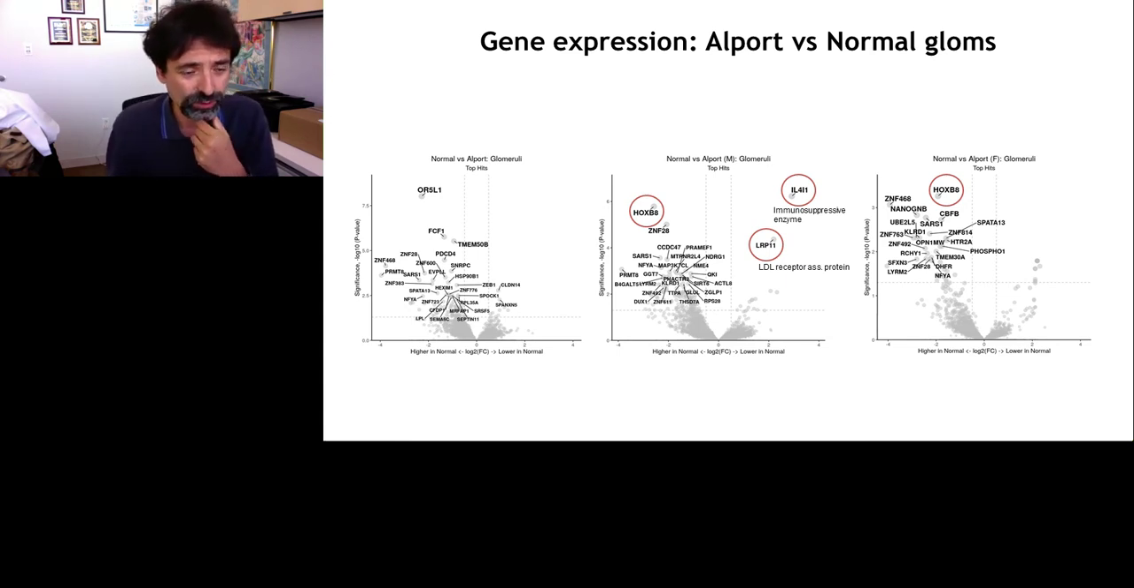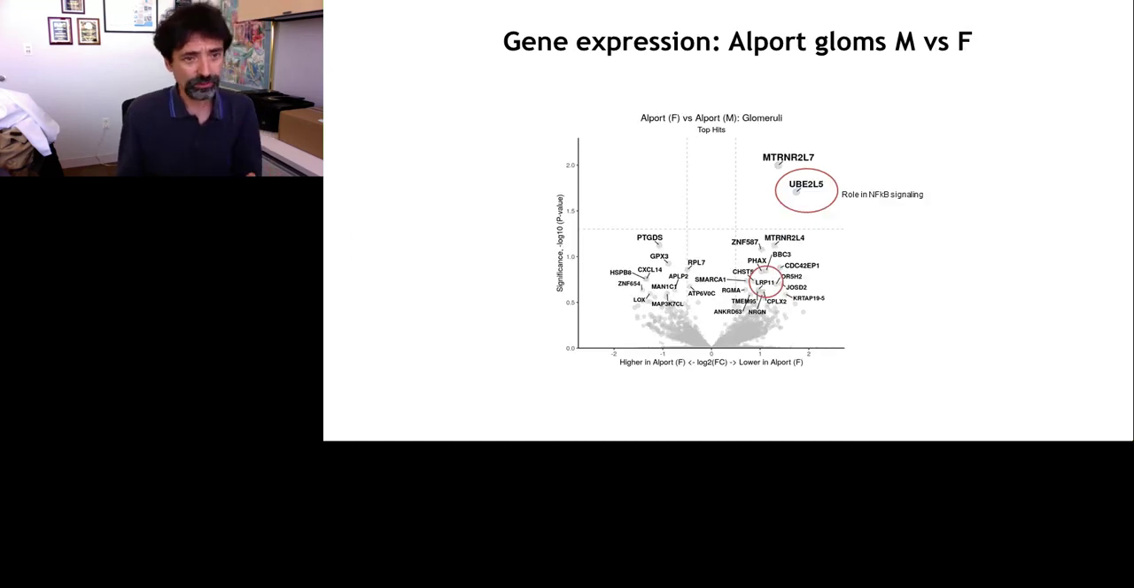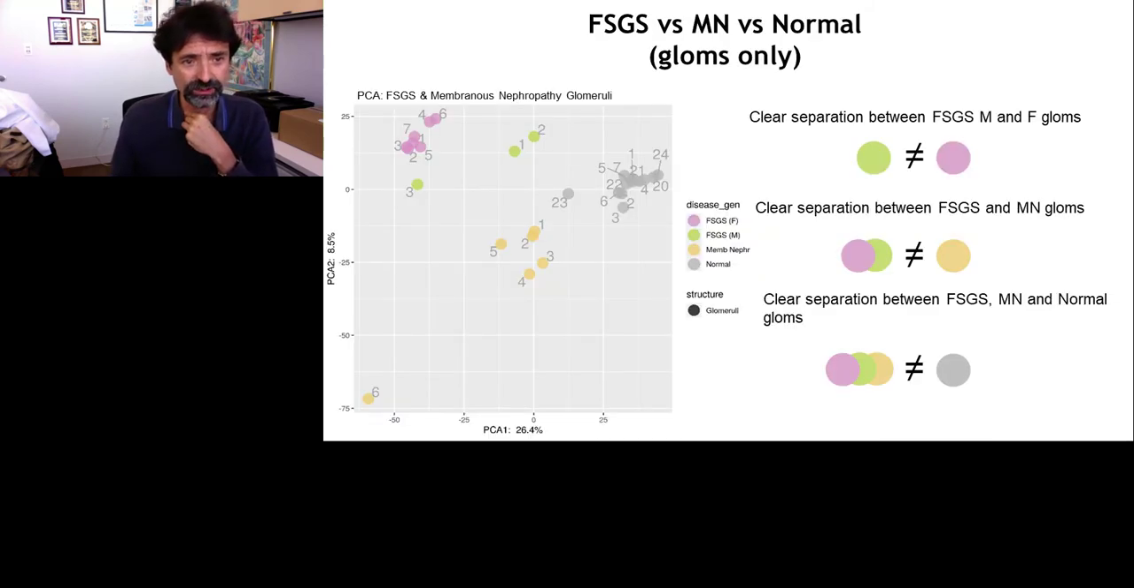And we were able to identify some genes that we knew to be differentially expressed. And importantly, we found differences also between the two patients. When we compared the two patients, the male and the female, in more detail, we were able to pinpoint the single genes that differed between the two patients. We did the same thing for focal segmental glomerulosclerosis.